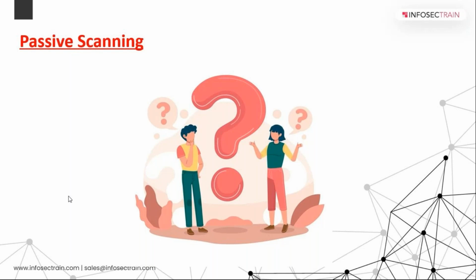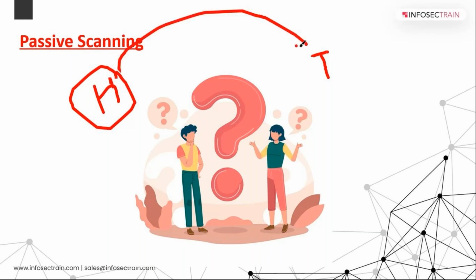So in passive scanning, guys, the interesting thing is that you do not directly interact with the target. Let's say there is a particular target in place, and this is a hacker who wants to hack into this target. But what if he directly goes and hacks into the system? There are a lot of complications for that. That would be considered active hacking.